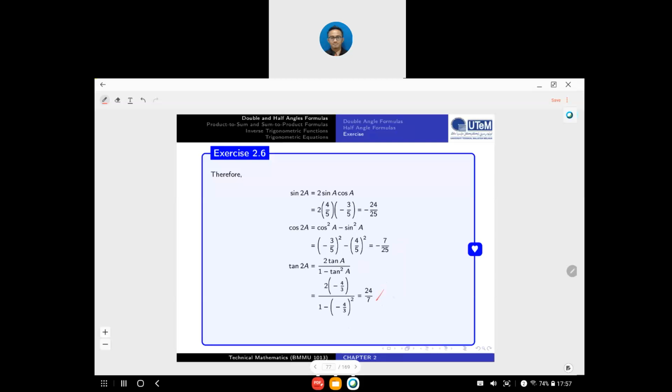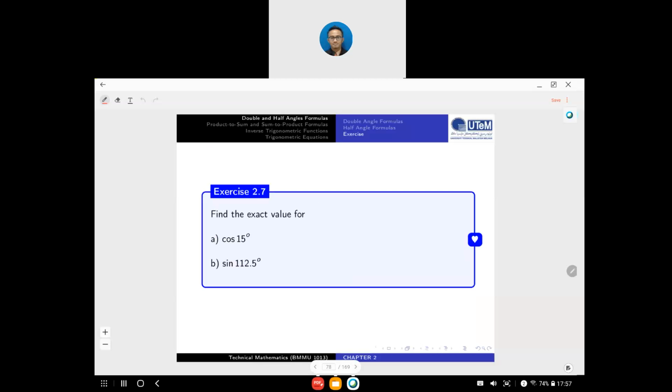Make sure bila awak nak tekan calculator tu, tekan betul-betul sikit. Especially bila dia melibatkan value negatif ni. Negatif yang ada kuasa. So make sure tekan calculator tu betul-betul. Put in the bracket. Okay? Okay, that one answer for exercise 2.6 for the double angle. Okay. So this one, exercise 2.7 half angle.